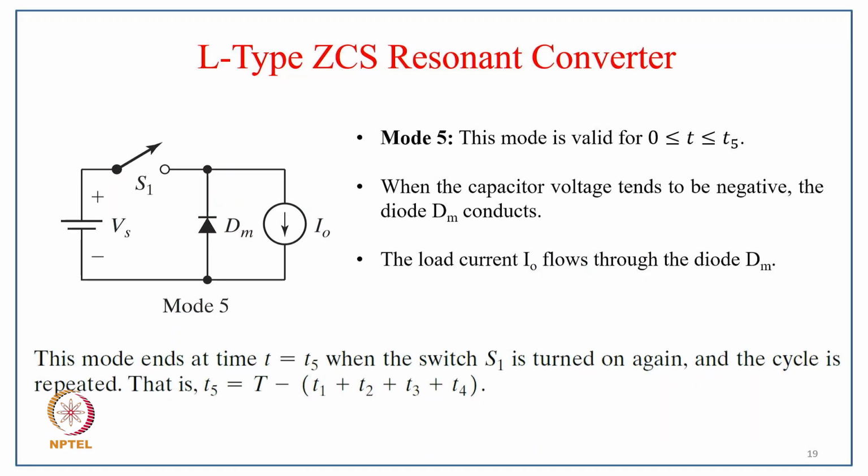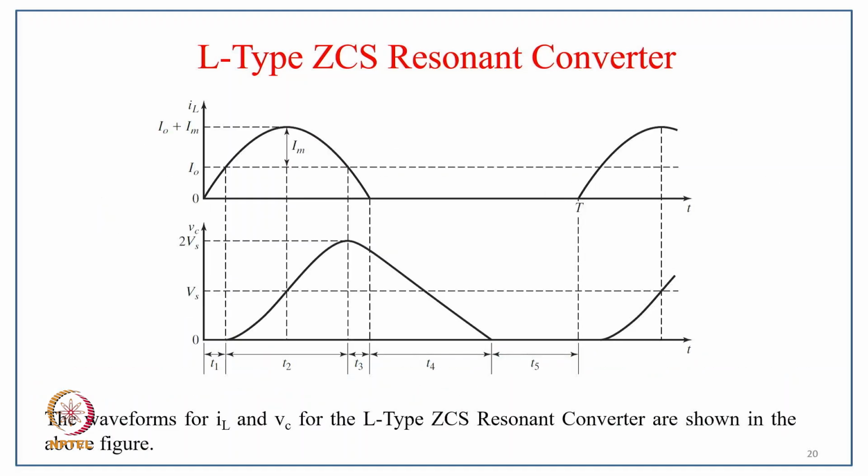Now coming to mode 5, this mode is valid from 0 to T5, and when the capacitor voltage tends to be negative, the diode Dm conducts, and the load current I0 flows through the diode Dm. This mode ends at t equal to T5 when the switch S1 is turned on again, and the cycle is repeated, where T5 equal to T minus (T1 plus T2 plus T3 plus T4).